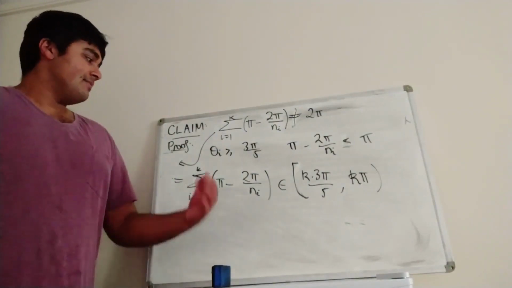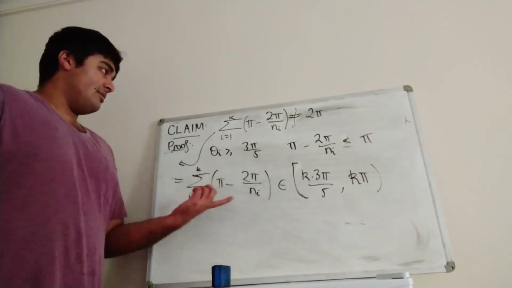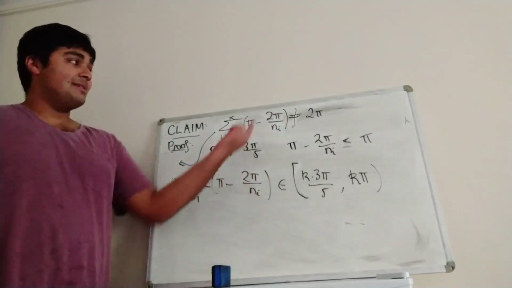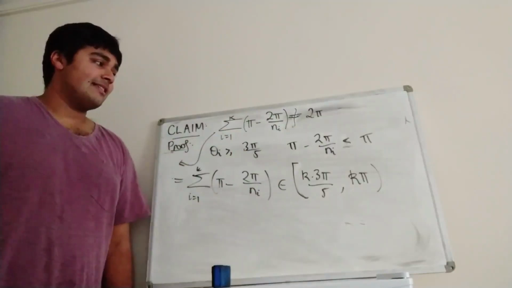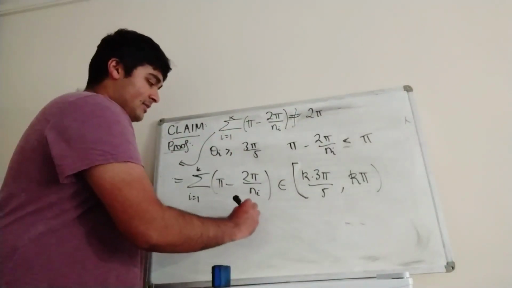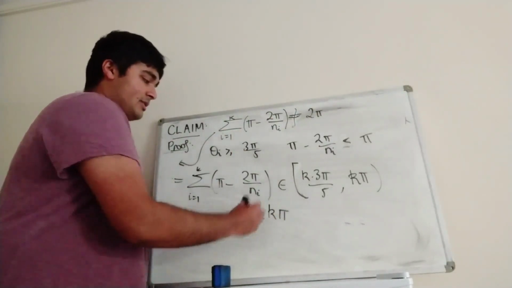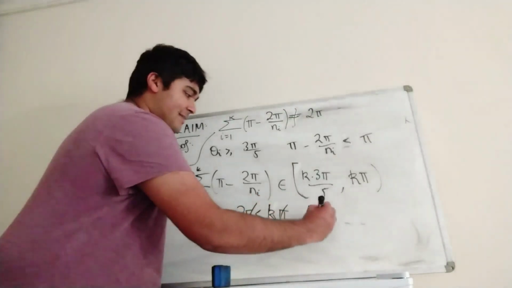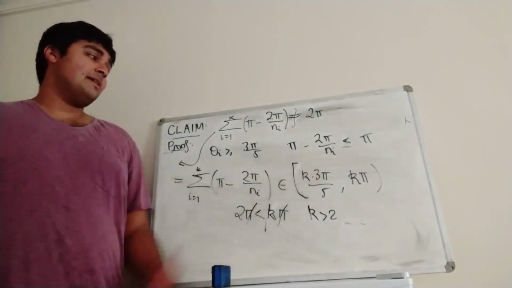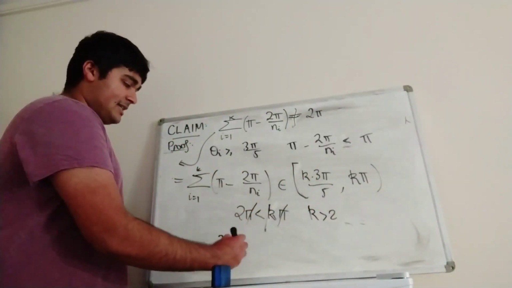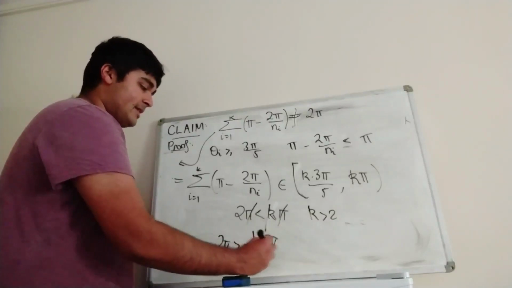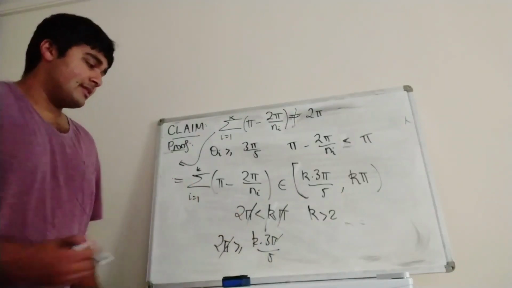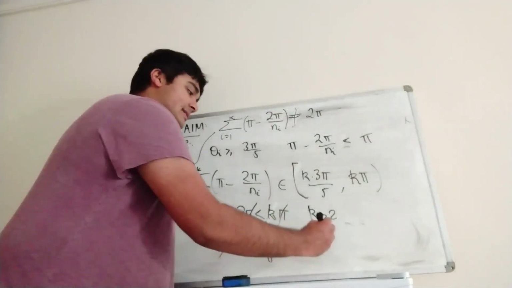So this sum is always going to be in that interval, but we want it to be 2 pi. So we need 2 pi to fall inside that interval. We need 2 pi to be less than k pi, which gives us that k is bigger than 2. But we also need 2 pi to be bigger than or equal to k times 3 pi over 5. Rearranging this, cancelling the pi's, and bringing the 5 and the 3 onto this side, we get that k is less than or equal to 10 over 3.